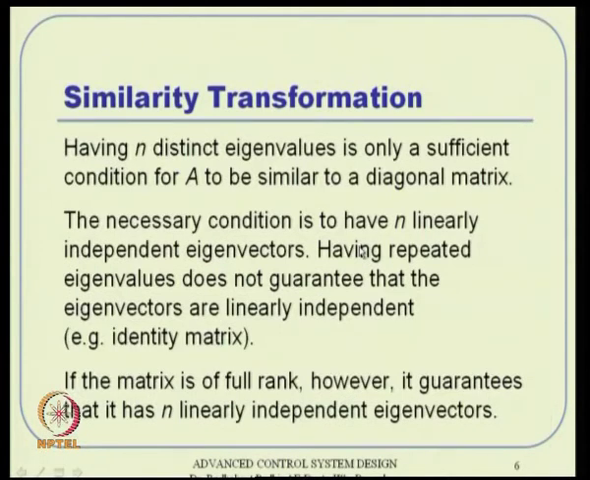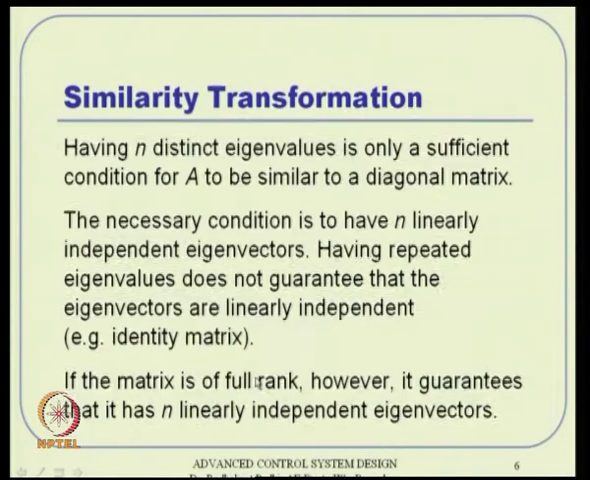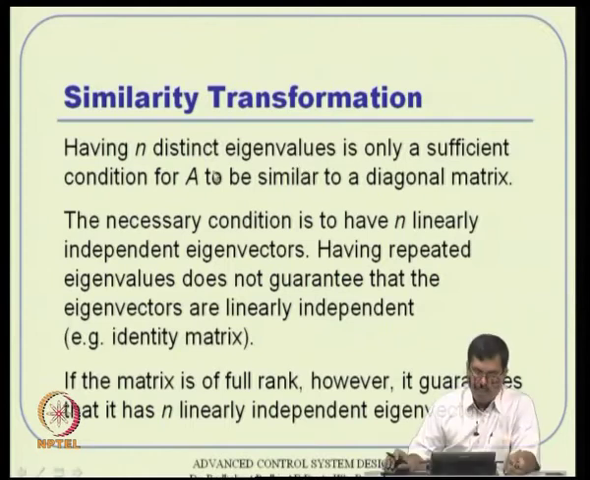Okay. All right. So, we will continue the discussion on similarity transformation. What does it tell us? It tells us that having n distinct eigenvalues is only a sufficient condition. The necessary condition is actually n linearly independent eigenvectors. If you have n linearly independent eigenvectors, that is what is needed, and this comes from the sufficient condition, because if it has n distinct eigenvalues, then the other one is guaranteed, and hence the result is very obvious.